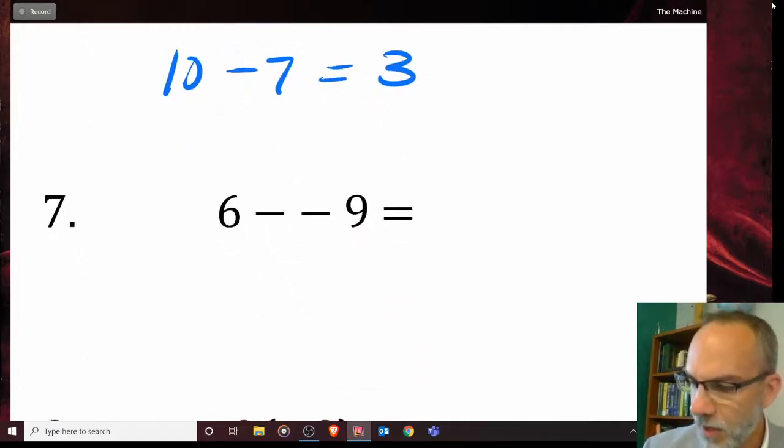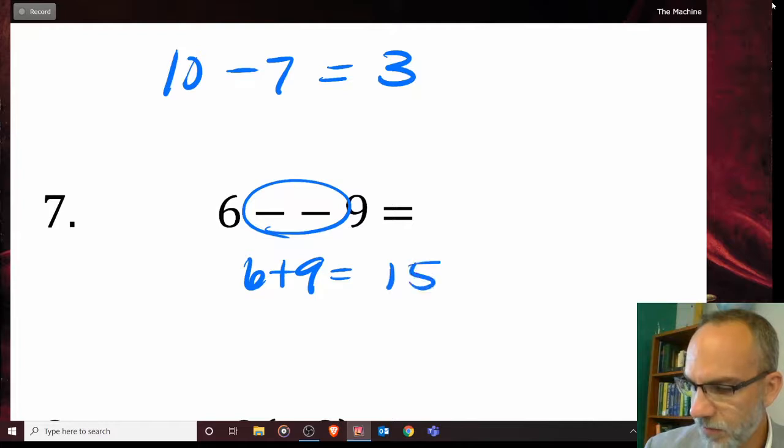6 minus a negative 9. Well, again, change the signs. What's a negative times a negative? A positive. So this becomes 6 plus 9. That's 15.